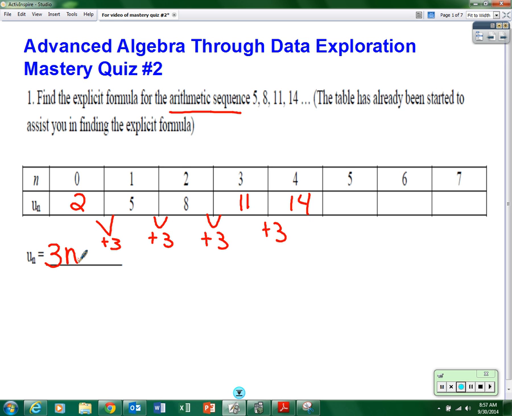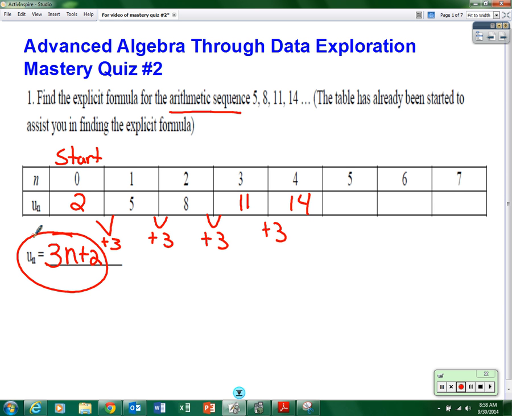Then, where is our starting point? The starting point is always underneath the 0, the initial amount. Okay, and it's a positive 2, so we put a plus 2. So the explicit formula for this arithmetic sequence is U sub n equals 3n plus 2.